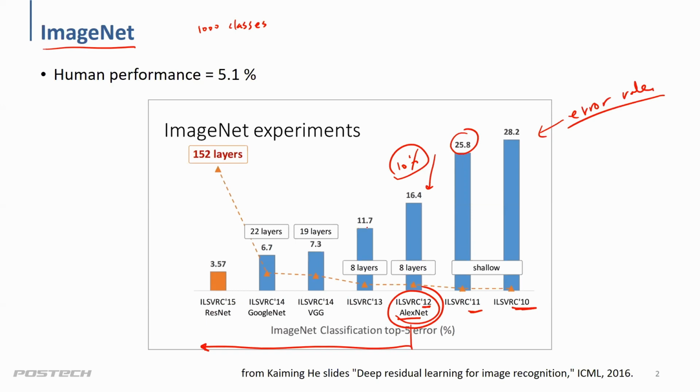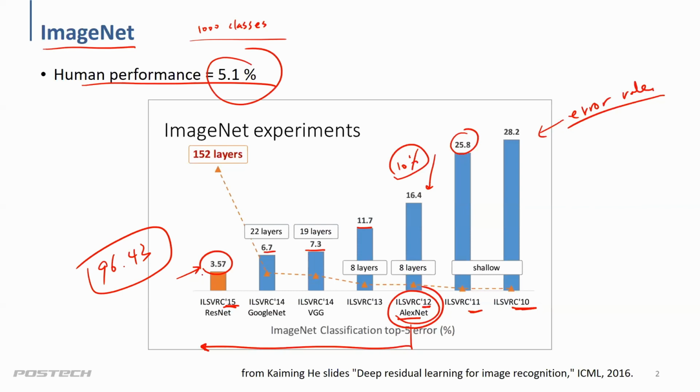And it gets better and better. 2015 was, I would say, the accuracy is like that. But you might have heard that now AI's performance is better than human beings, because in general the human performance on the ImageNet competition is known to be about 5% errors. So this one is better.